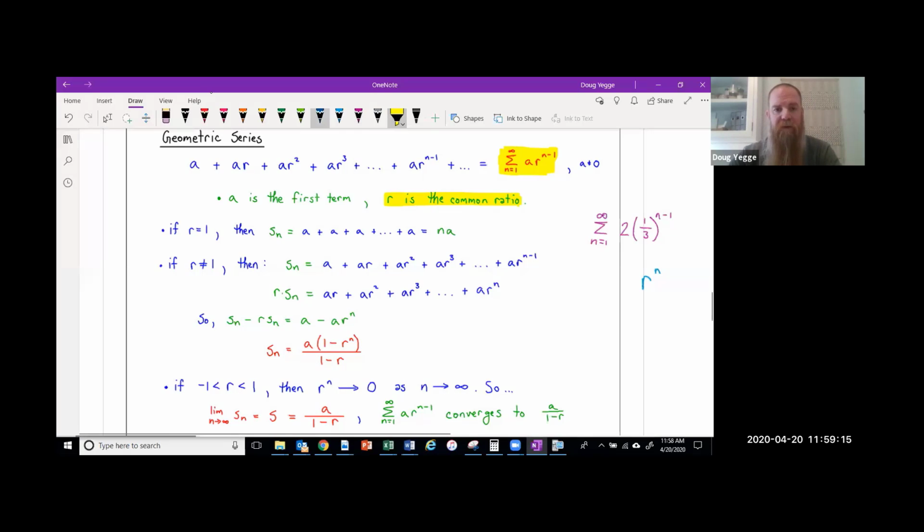Okay, so for instance, I'm just going to come up with a few of these. Let's plug in 1 here. If I plug in 1, I get the answer of 2. If I plug in 2, I get 2 times 1/3, which is 2/3. If I plug in 3, I get 2 times 1/9, which is 2/9. If I plug in 4, I get 2 times 1/27, which is 2/27. And so what we should recognize about these is that these terms seem to be getting closer and closer to 0. So what does that tell us about the series?